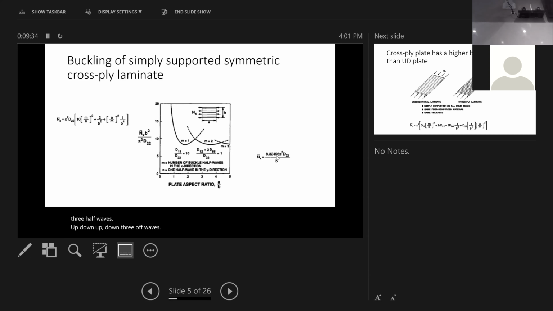Now the equation to the right is the approximation when a to b is very big. That Nx to the right is the asymptotic value of the buckling load. For a plate with a very large a to b ratio going to infinity, you have that solution. When a to b is finite, you use the equation to the left. When a to b goes to infinity, you use that special term. All right.